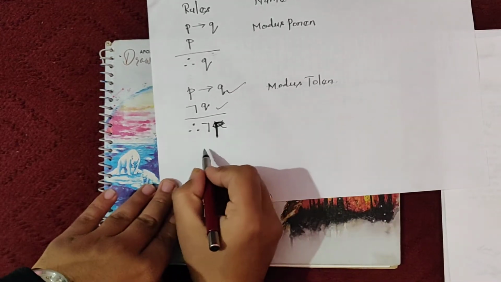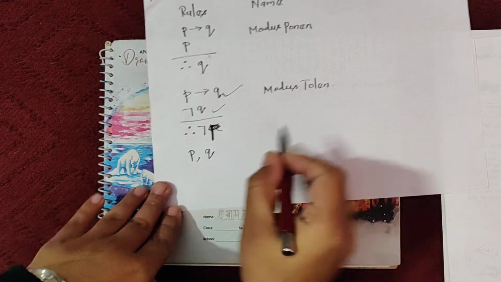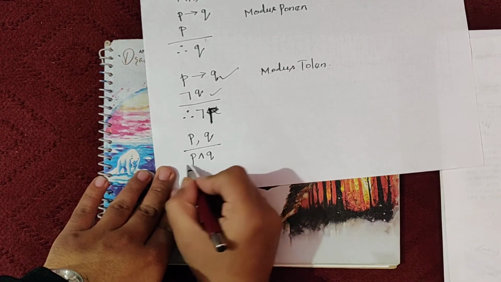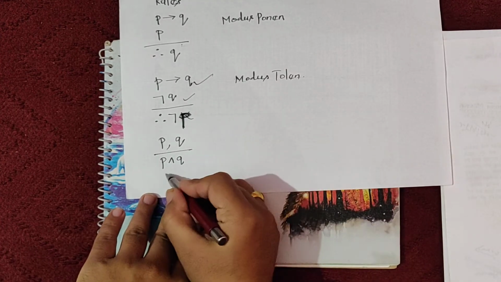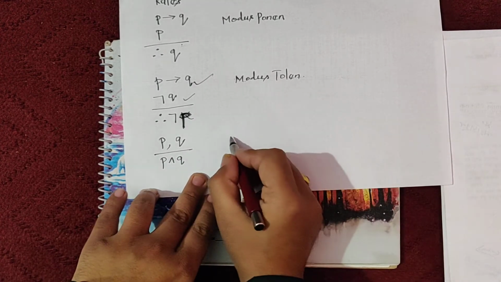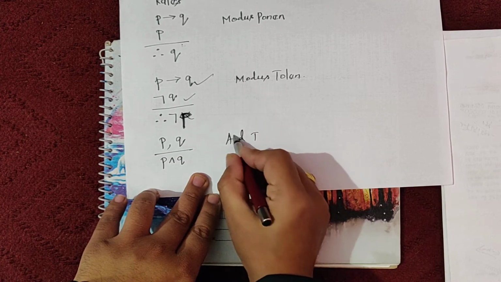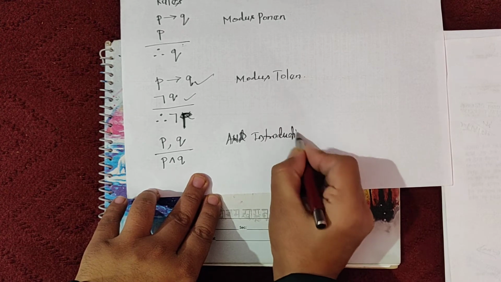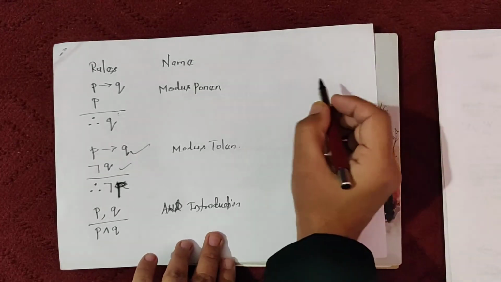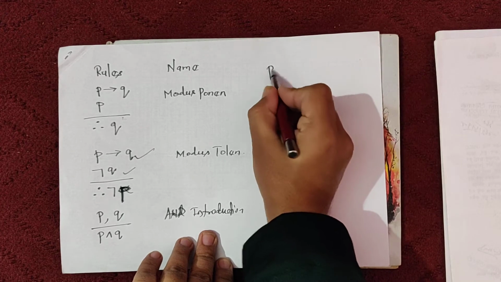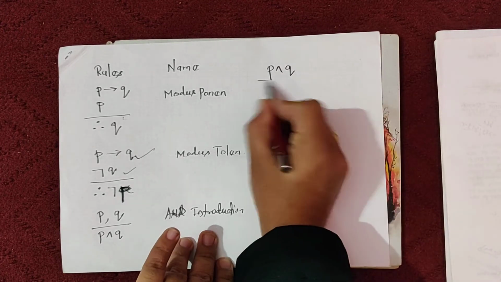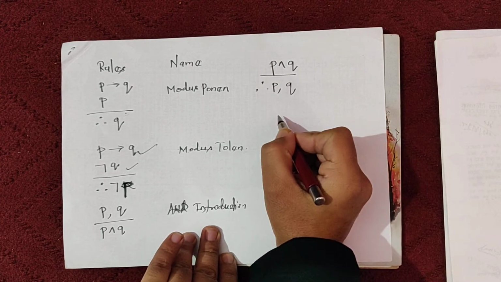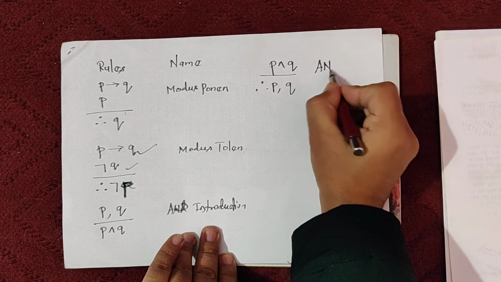Similarly, if P and Q both are true, then we can write P and Q is true. So it is AND introduction. The next rule is, if P and Q is true, then we can separate it: P is also true and Q is also true. It is known as AND elimination.